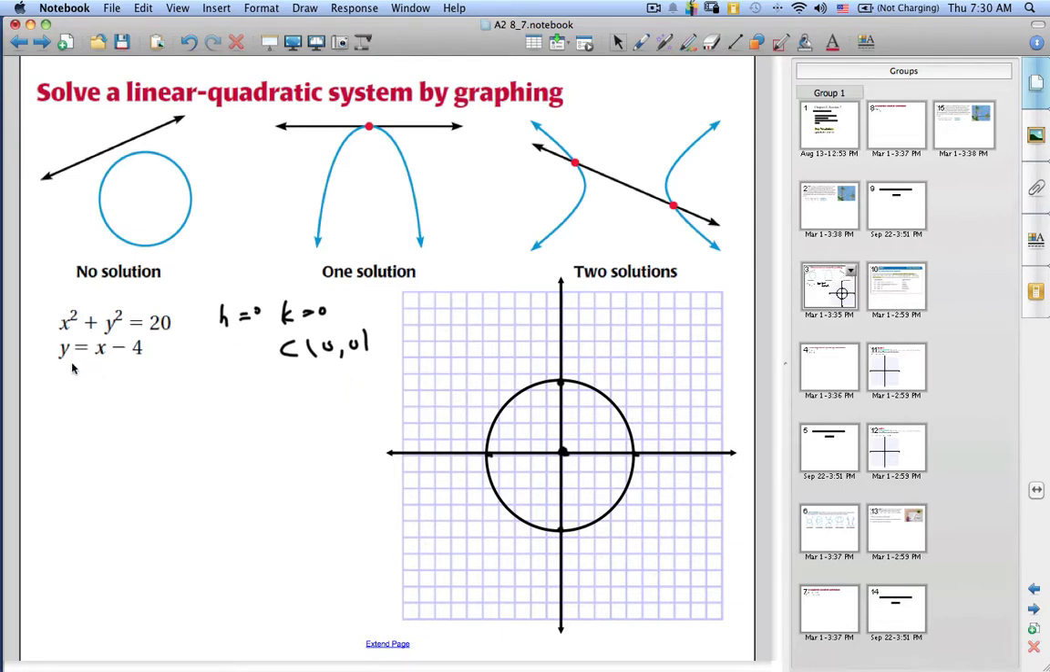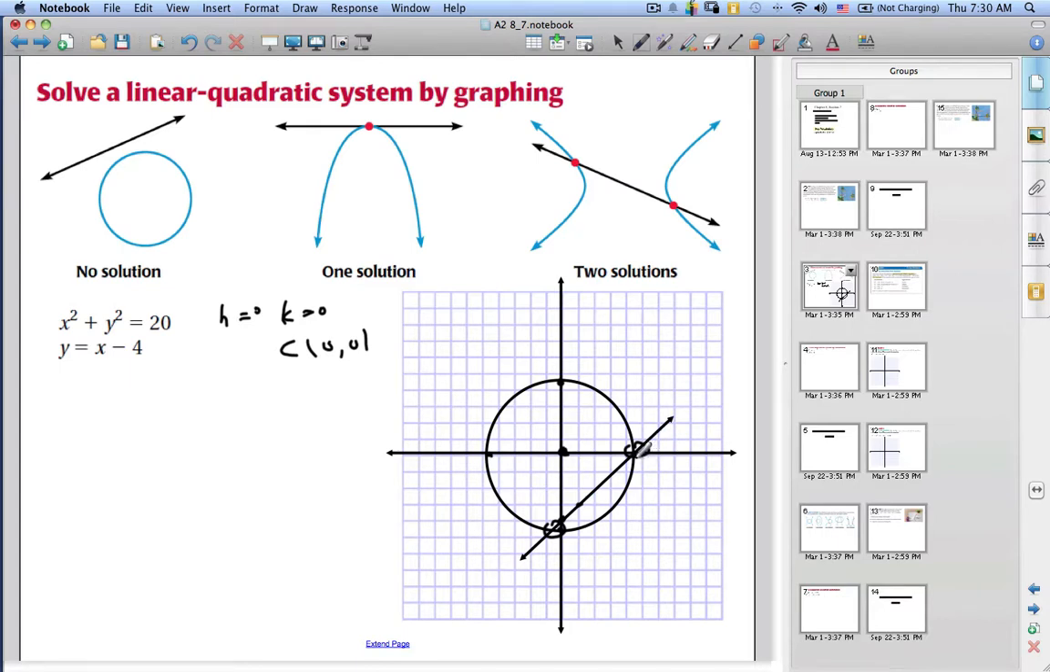And then y is equal to x minus 4. So I have a y-intercept of negative 4. 1, 2, 3, 4 right there. Pretty close. And I have a slope of 1. So from here I'd go up 1, right 1. And when you look at graphing that, it would go through like that. And I know I'm going to find two solutions. So I've got a solution here and a solution here. But it's difficult to tell what this solution is. And it's difficult to tell what that solution is.